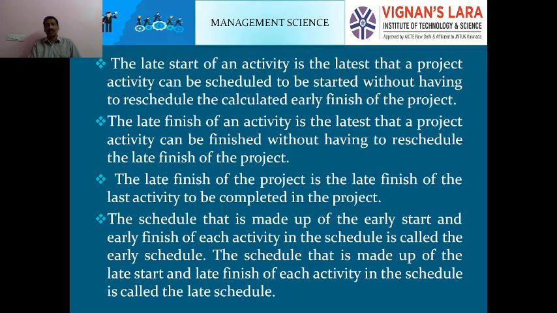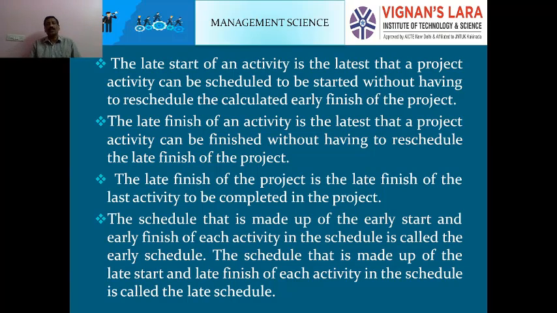The latest finish of an activity is the latest that the project activity can be finished without having to reschedule the late finish of the project. For 1-2, 2-3, at 2 is the latest start, at 3 is the latest finish. Next, the late finish of the project is the late finish of the last activity to be completed in the project. As I already said, from 1 to 2, 2 to 3, at 3 is the latest finish.